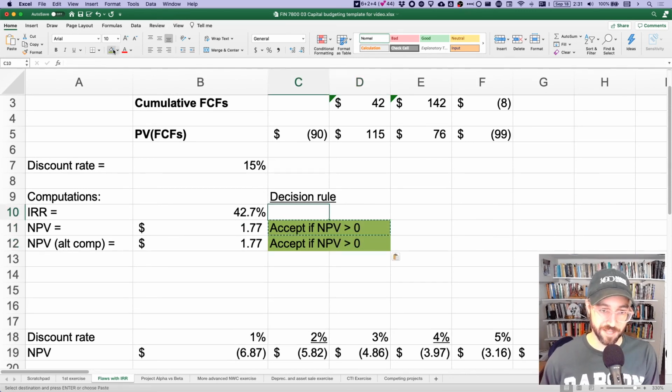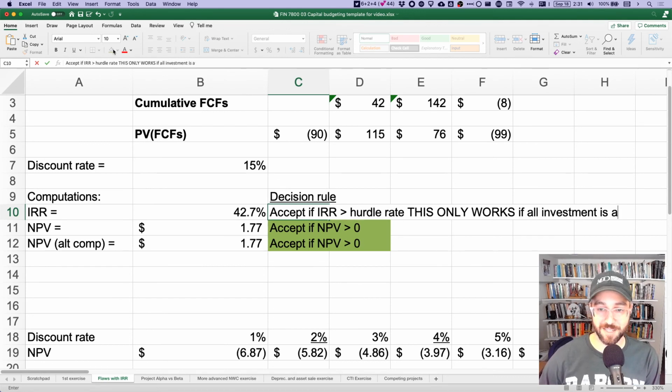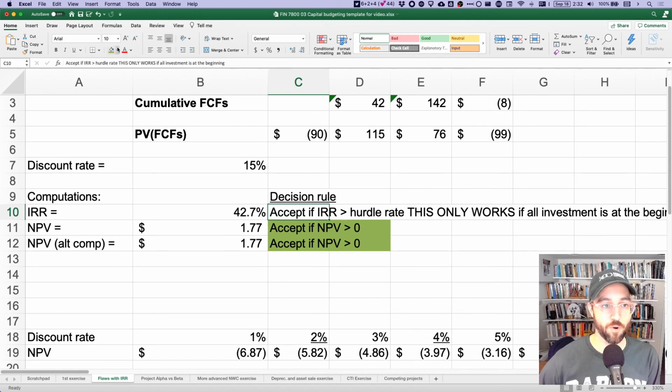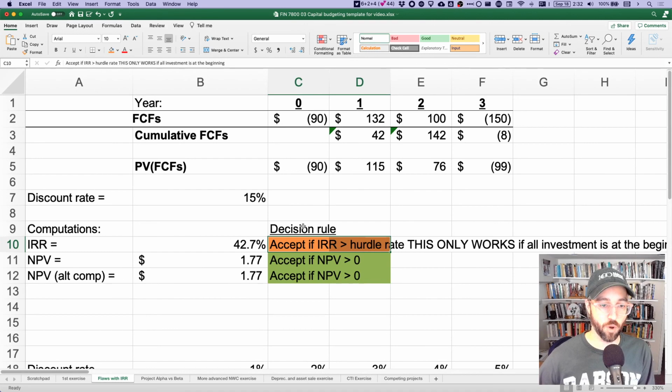Obviously, we had two different ways. Now, our decision rule before was to accept if the IRR, the rate of return on the project, is greater than the hurdle rate. But it turns out there's a caveat that we need to add, which is this only works if all investment is at the beginning. Okay, so I'm going to call this an orange light. You'll note that the rule actually doesn't work here. We can really only use the IRR rule.